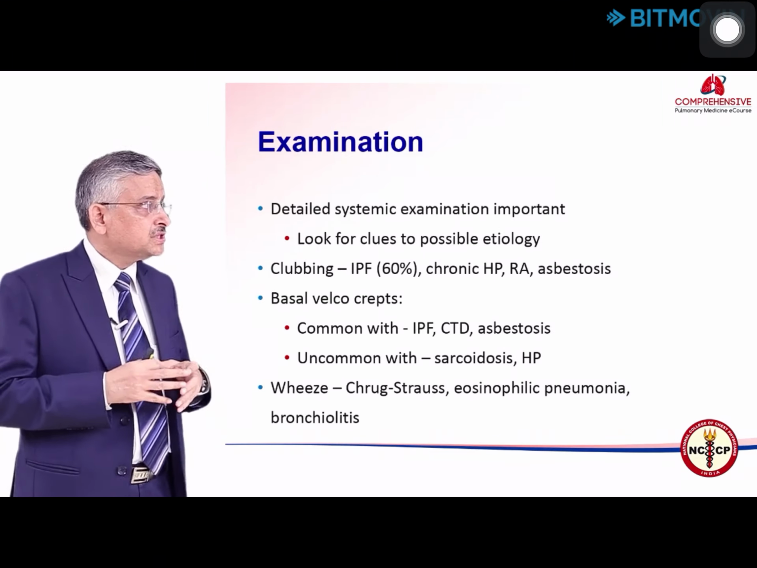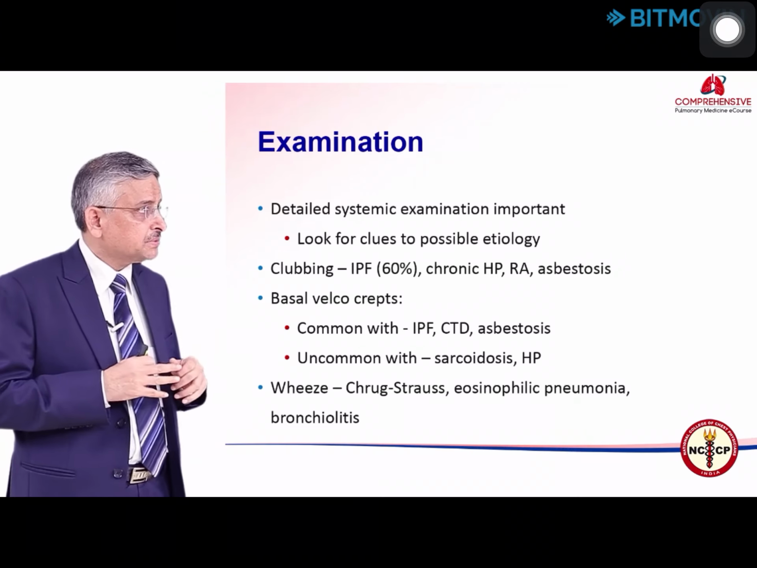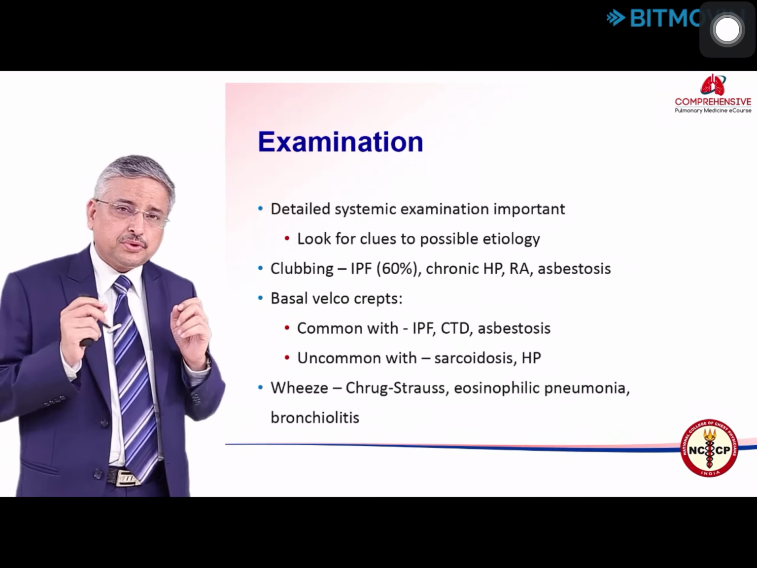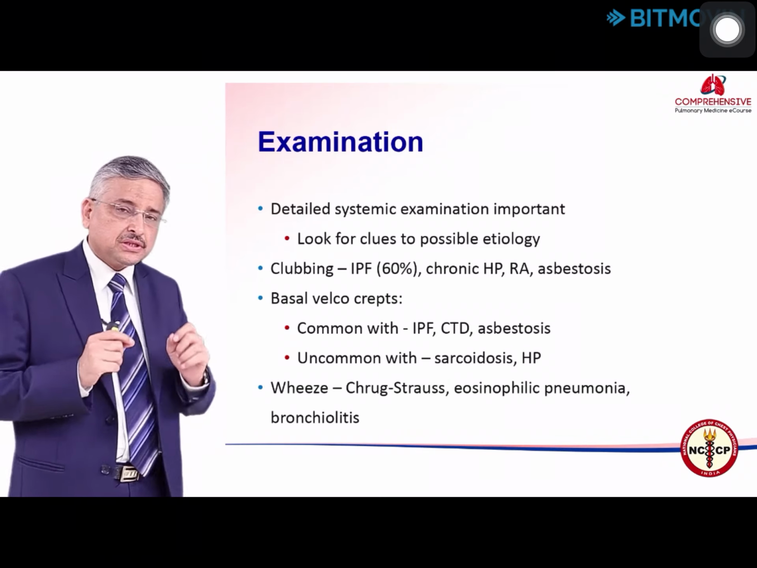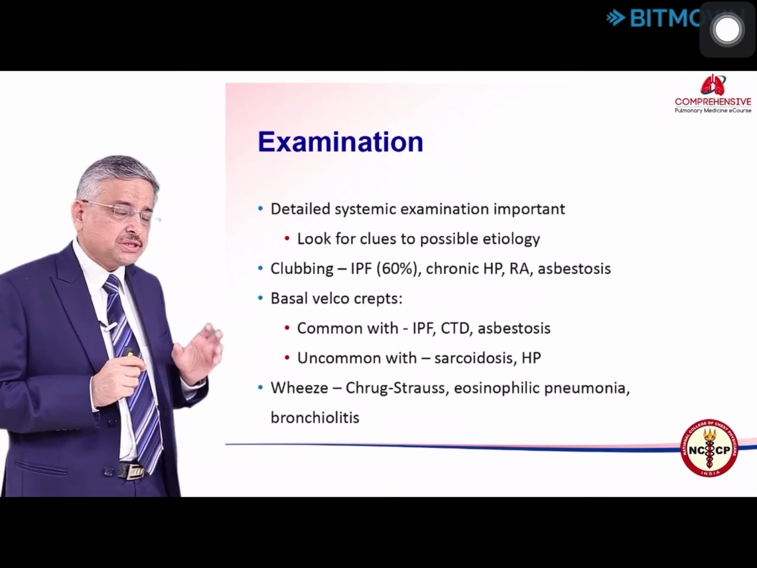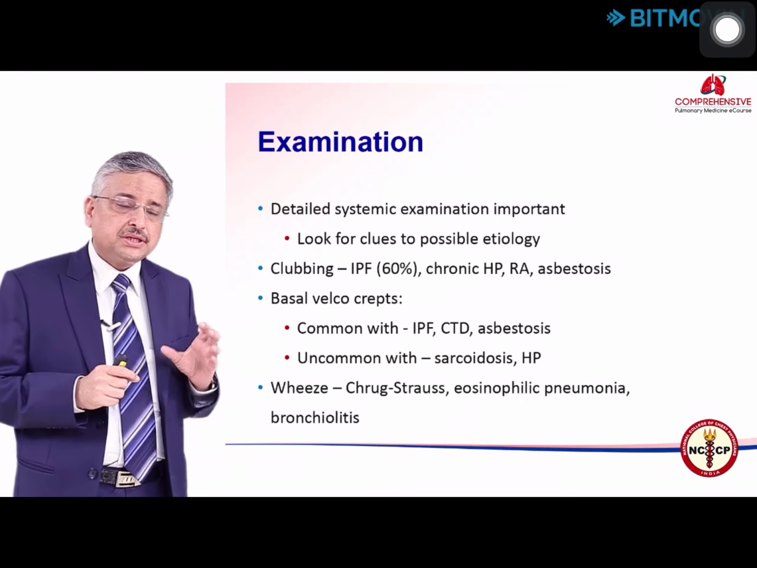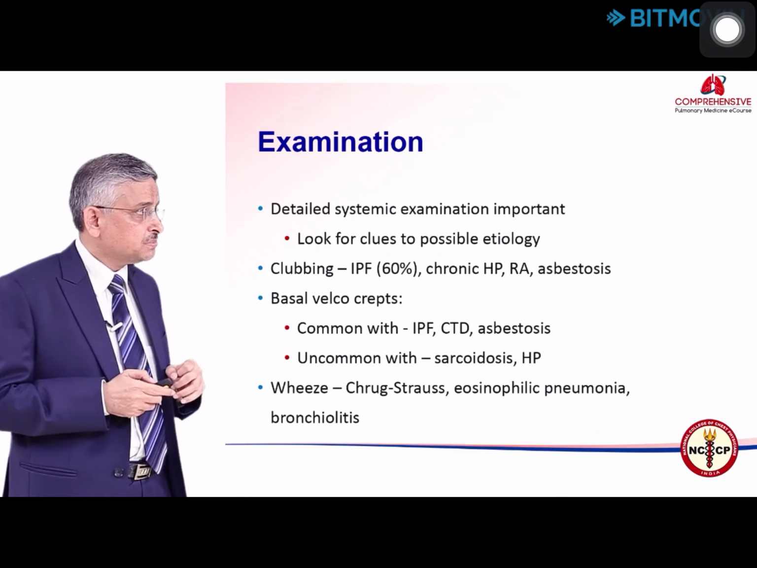So, when you are looking at these patients on examination, a detailed history and systemic examination is very important. Look for possible clues which may give you an idea of the underlying ILD. First thing that we always look for is presence of clubbing. Clubbing is present in about 60% of patients with IPF, but it can also be present in patients with chronic hypersensitivity pneumonitis, rheumatoid arthritis, asbestosis.